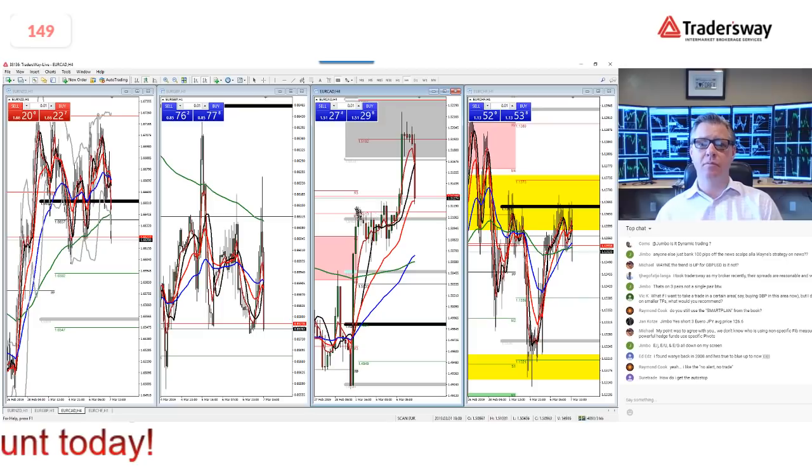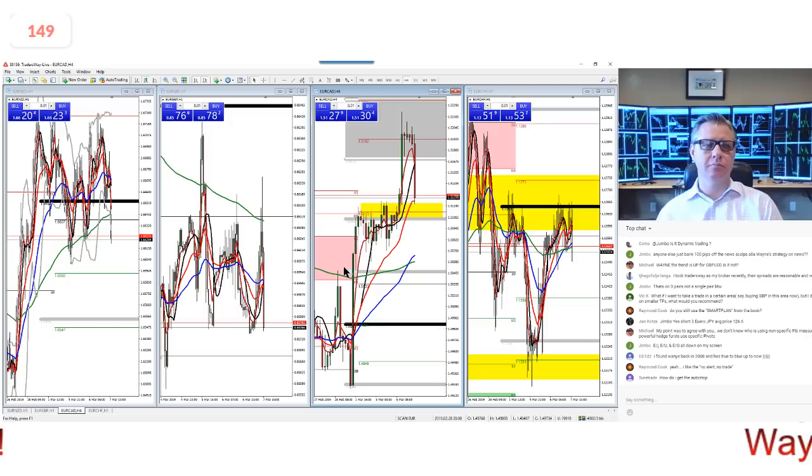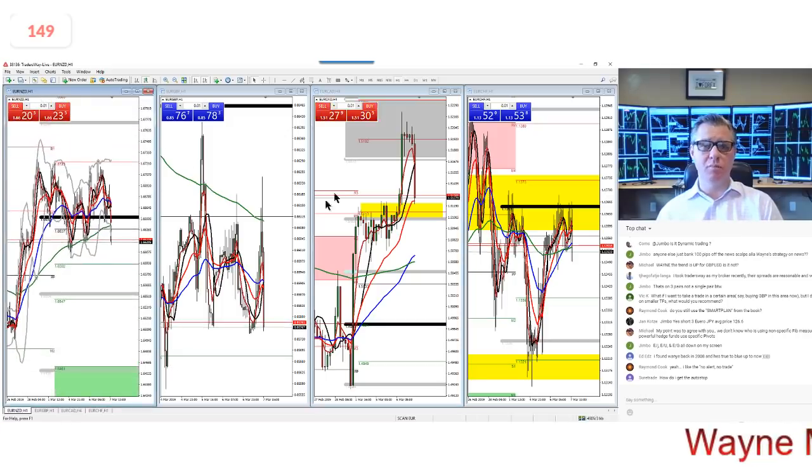Don't forget, places like this are going to be areas of congestion. Some of these are such good swing trades that they just might move for quite some time.